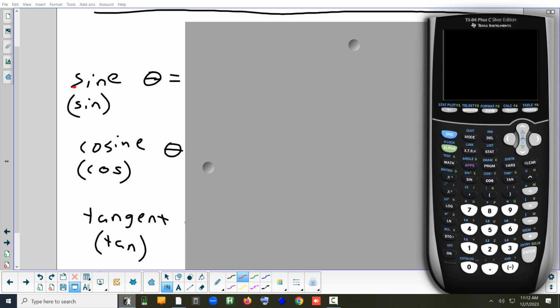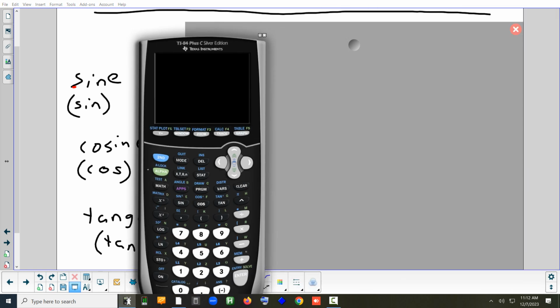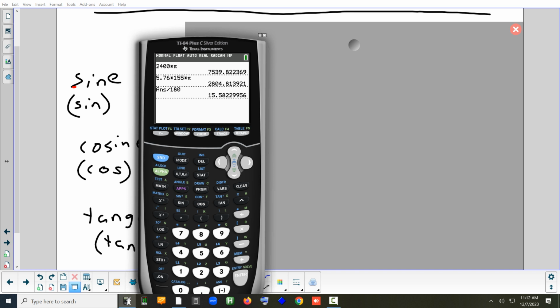And when we start to use the calculator, we have to make sure that if we want to use radians, the calculator is in radians. If we want to do degrees, we have to make sure it's in degrees. So when you press mode, there's a fourth option down. It says radians and it says degrees. If we're doing a problem that's in degrees, we just highlight degrees.